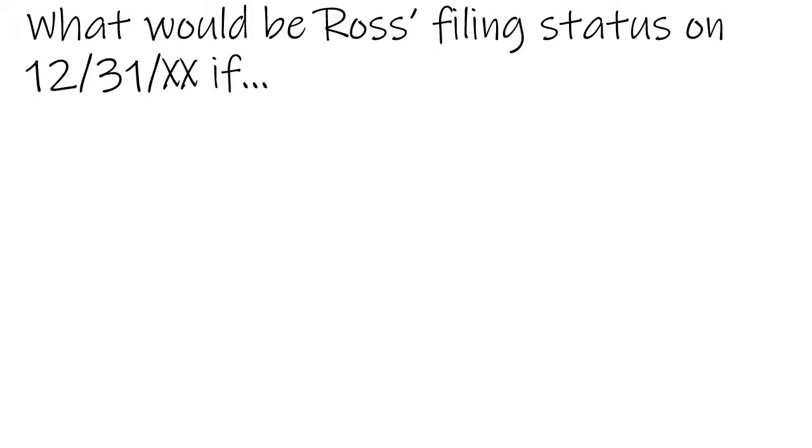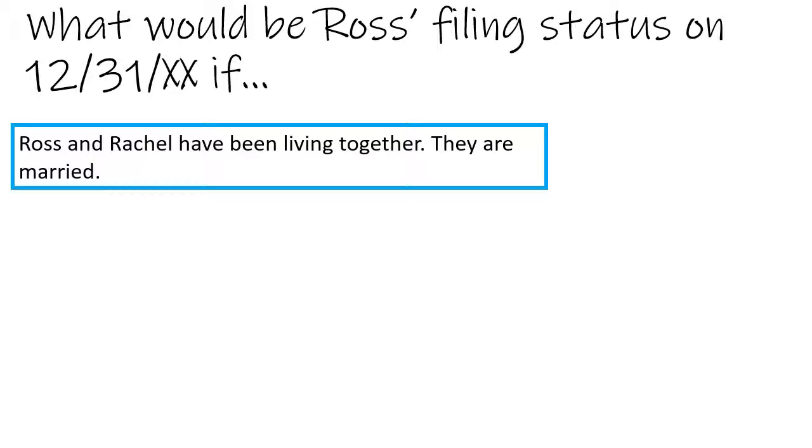So let's check your understanding of the four classes of filing status: married filing jointly, married filing separately, single, and head of household. What would be Ross's filing status on the last day of the fiscal year if Ross and Rachel have been living together and they are married? Ross and Rachel, if they were married, would file either married jointly or married separately. If they're married, they get to take advantage of that tax status.